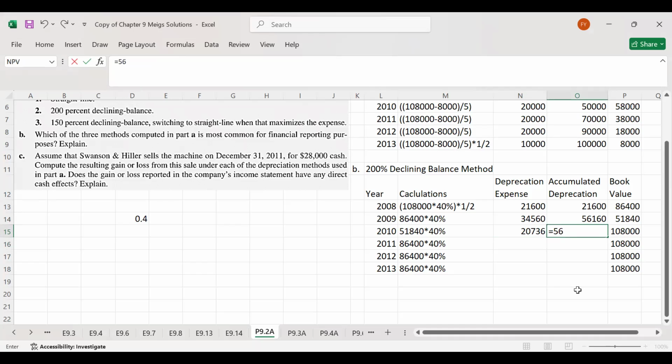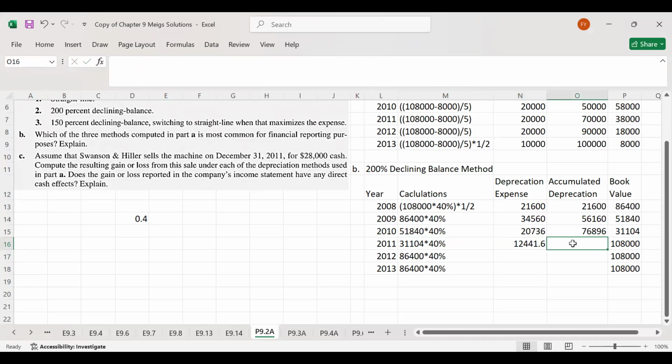So previous year 56,160, we add current year, which is 27,36. And the next year, the book value of the asset is 31,104. So the book value of asset here we have 31,104. Then we calculate depreciation by multiplying 40%.